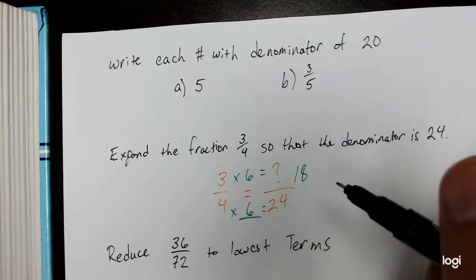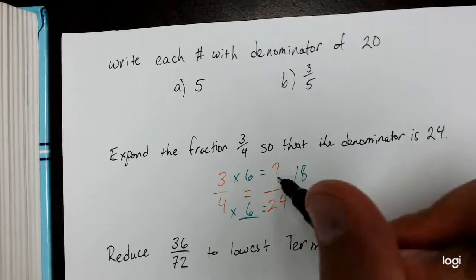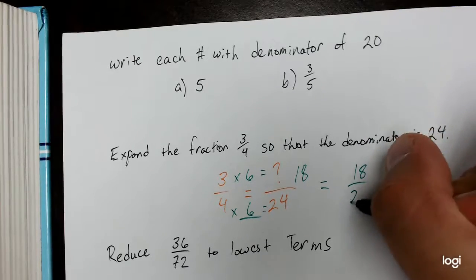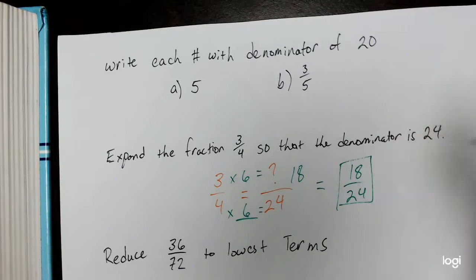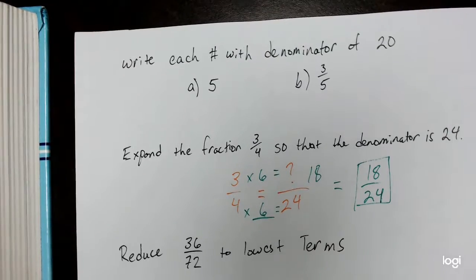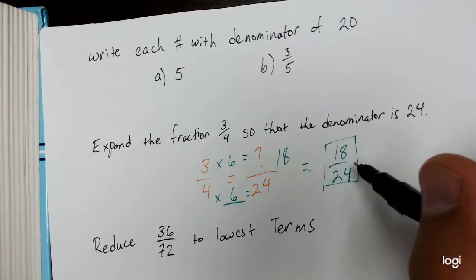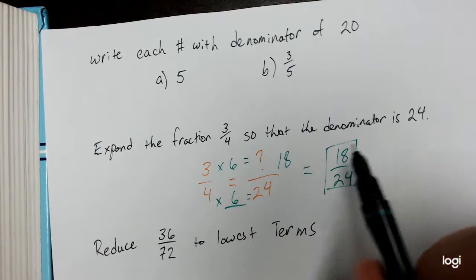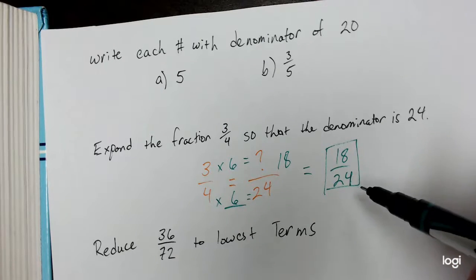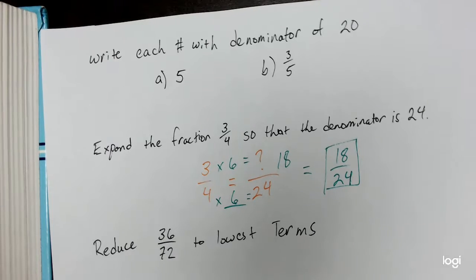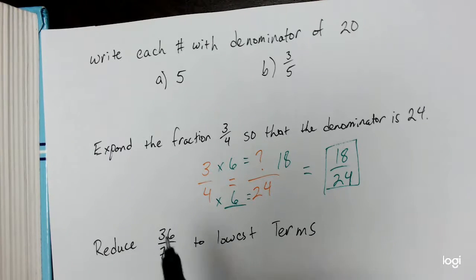Now, is my final answer only going to be 18? No, I need to write the entire fraction. So the final answer is going to be 18 over 24. Right? And that's how I'm going to write my final answer. Some of you may be asking, hey, Mr. Claiborne, shouldn't we reduce it? Well, fun fact, if you reduce this number, you end up with 3/4. And that's also not what they're asking for. They want you to write it with 24 as the denominator. If I reduce it, would 24 still be the denominator? No, it wouldn't. So that's how we expand fractions to change the denominator.